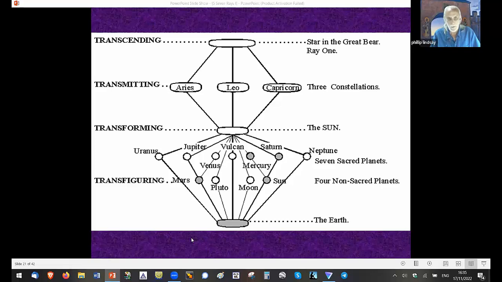Shana asked, is the first initiation in correlation to the veil of forgetting? I'm not quite familiar with that term. It could be, but I can't really answer that question right now. No, the grayed out planets are not the sacred planets. So just ignore that for now.